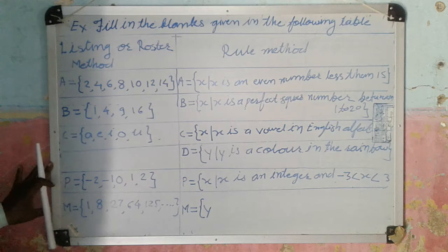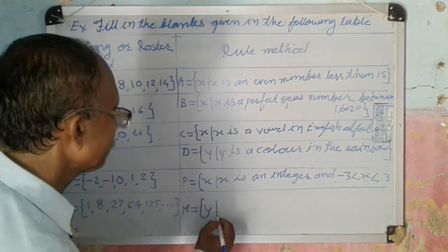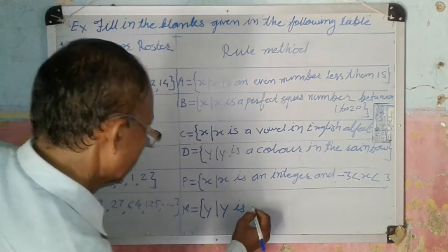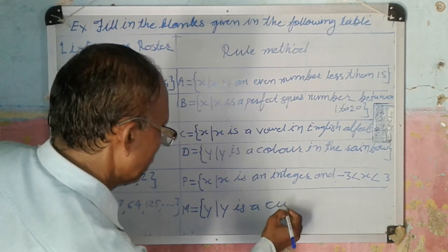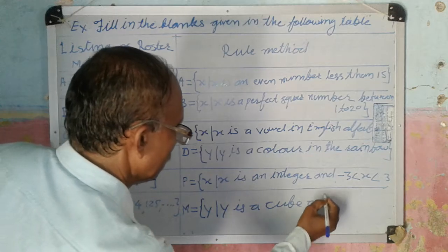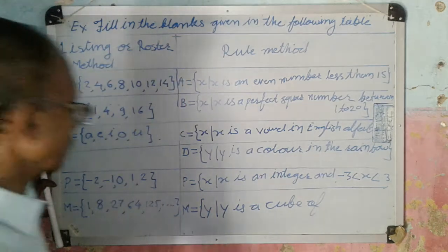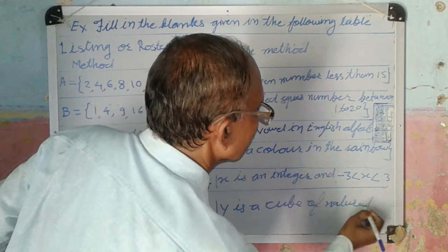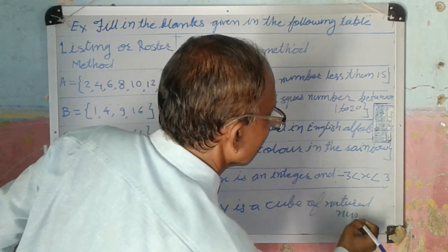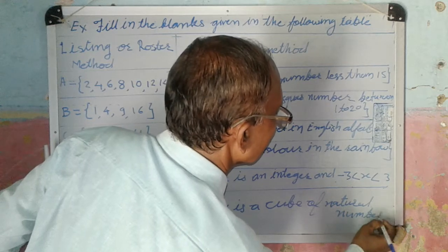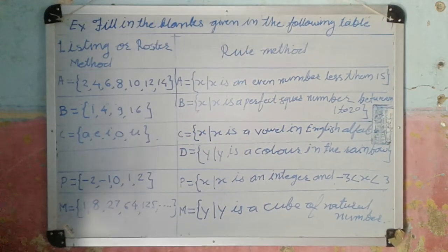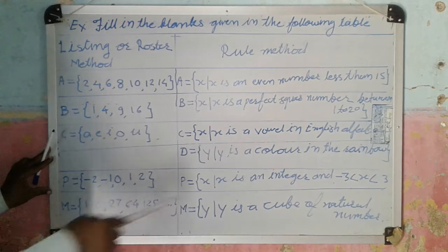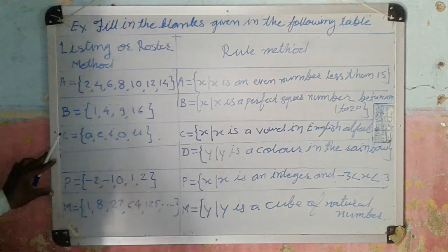M is the set of all y such that y is a cube of a natural number. So in this way we can write sets using the listing method and the rule method.